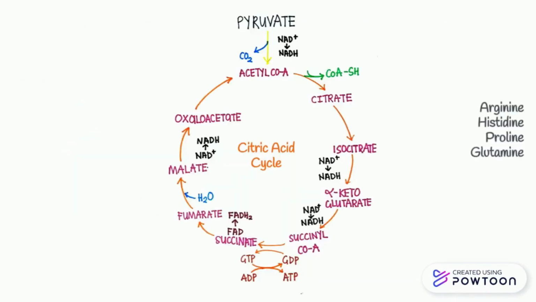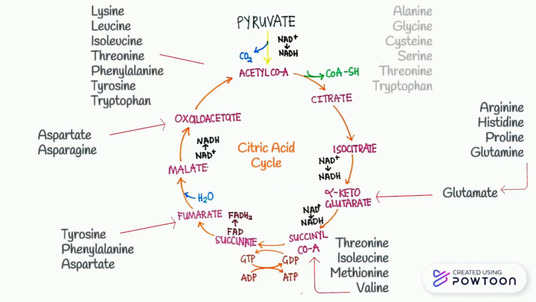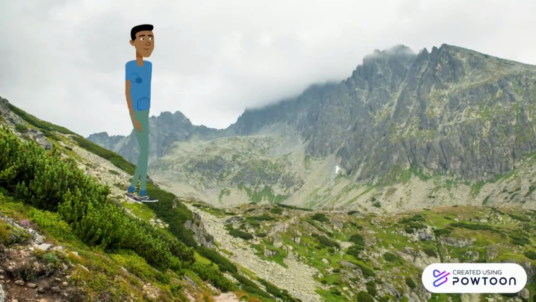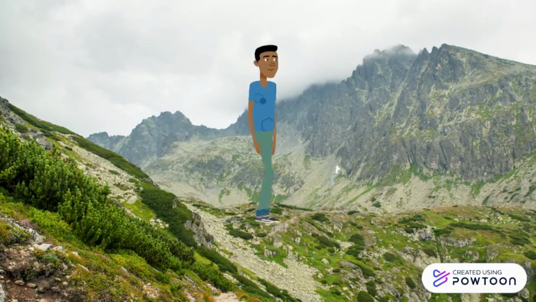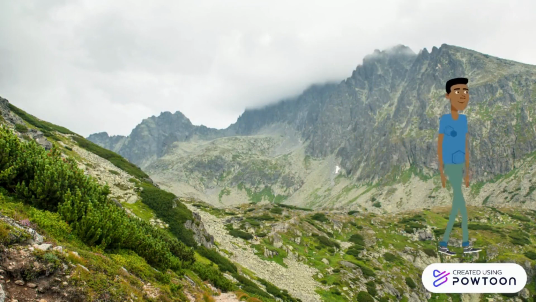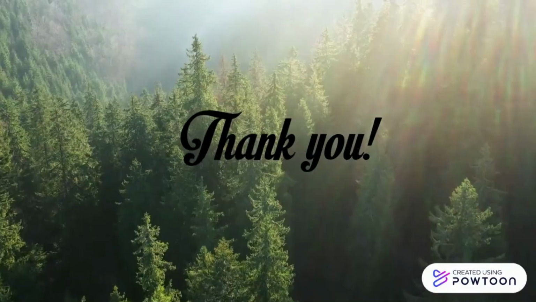In protein metabolism, many amino acids can be integrated into the citric acid cycle to keep generating ATP in the electron transport chain. Most of the listed amino acids are glucogenic, except for lysine and leucine. Thankful for the central metabolic pathways, even in starvation, Jeffrey still has some energy to go home. Thank you!